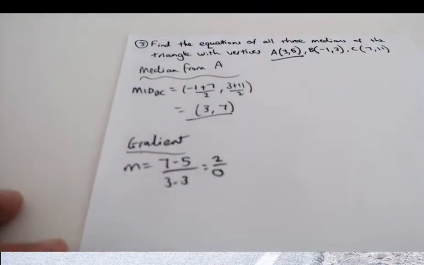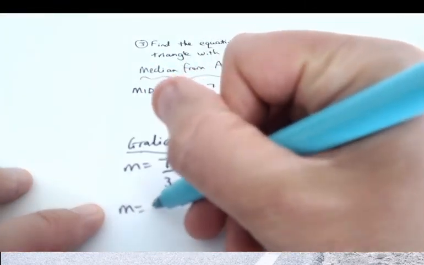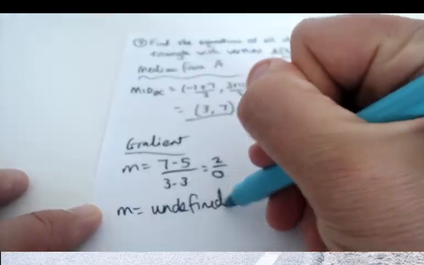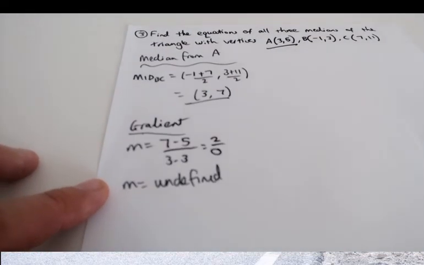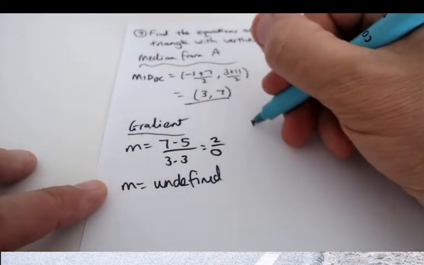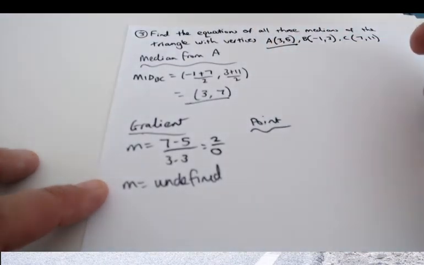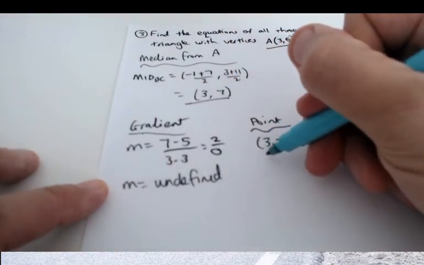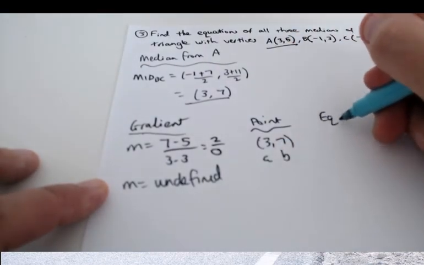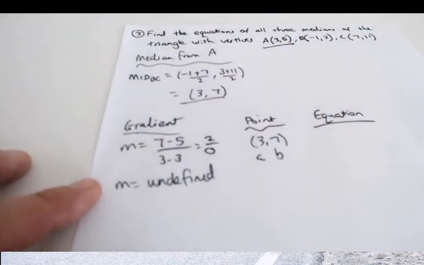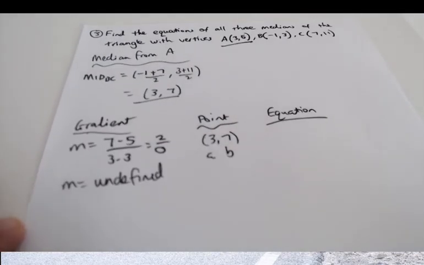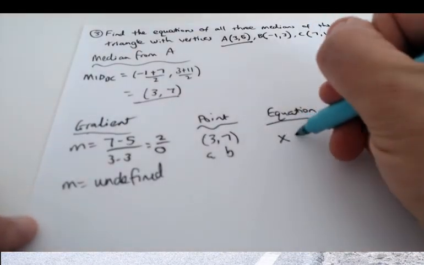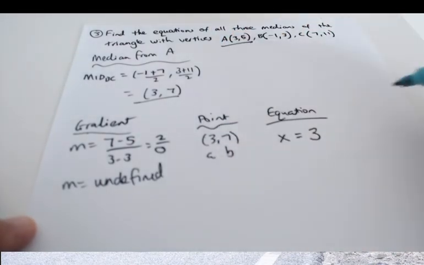Again, checking if you're on your toes. What is 2 divided by 0? In terms of a gradient, it is undefined. So that tells me that I have a special case. A point, I can use either point. I'll go with 3, 7. My equation, I have an undefined gradient, which means I have a vertical line, and vertical lines have equations x equal the x coordinate. x equals 3. Always be on your guard for horizontal or vertical lines.